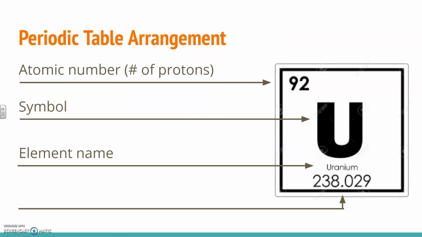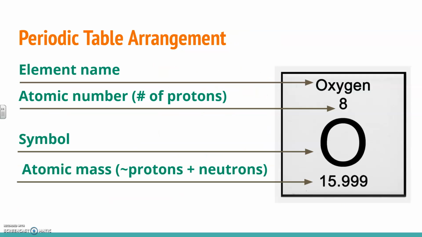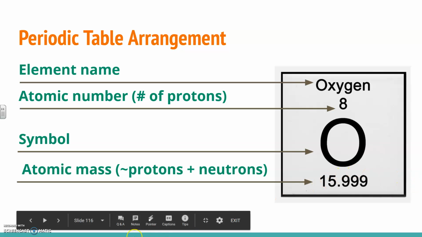The biggest, most important thing that I need you to get from today's notes is right here: the different symbols and what each of these things on this square mean so that you can start to interpret a periodic table. So go back to Google Classroom or look up at the whiteboard, figure out what you need to do next. If you have any questions at all, please raise your hand and I'll be around to help you.